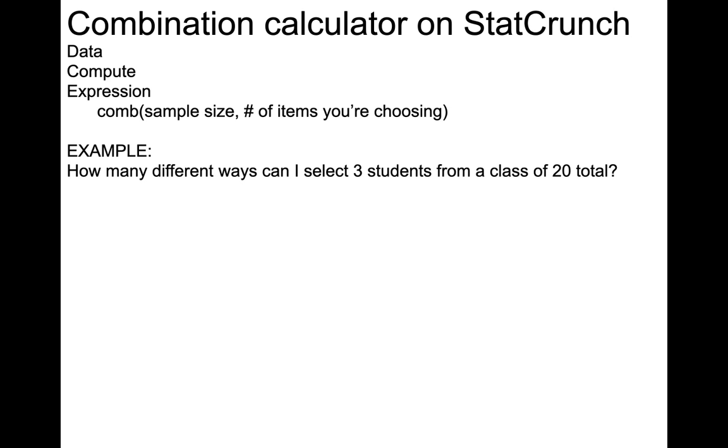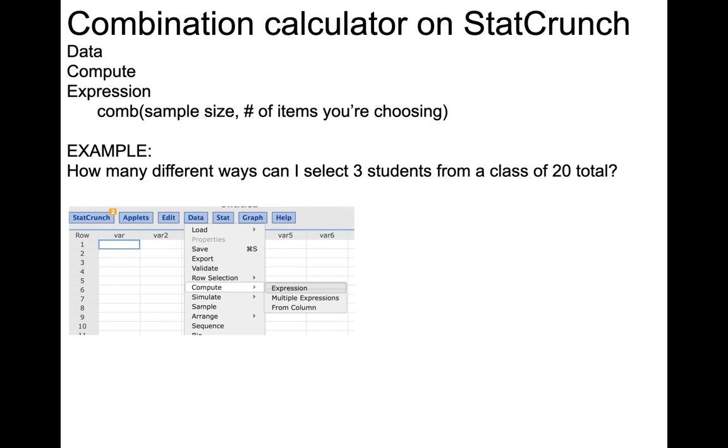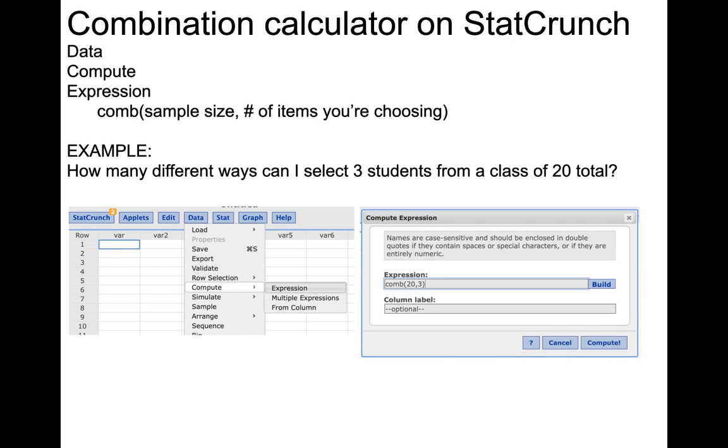So how does that work in action? Okay, so let's go back to the example I used on the last slide. How many different ways can I select 3 students from a class of 20 total? So when you go to data and compute and expression, this is what comes up. Okay, and notice I typed in COMB for combination, parentheses, and then in the parentheses I put 20, which is the sample size. That's the number of students in the class, comma 3, the number of people I'm choosing.